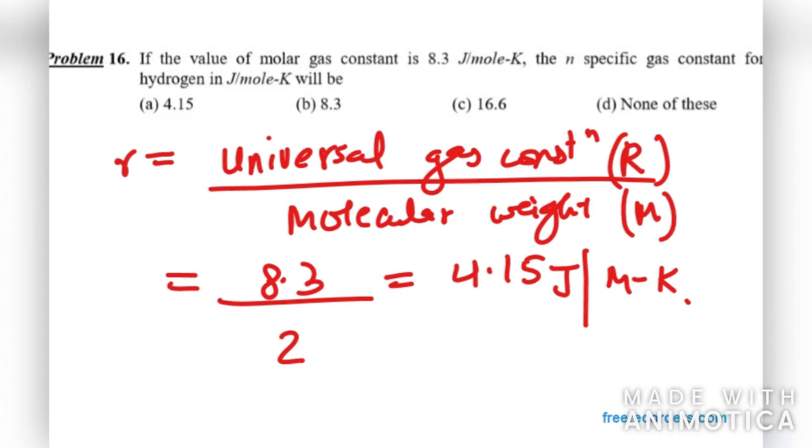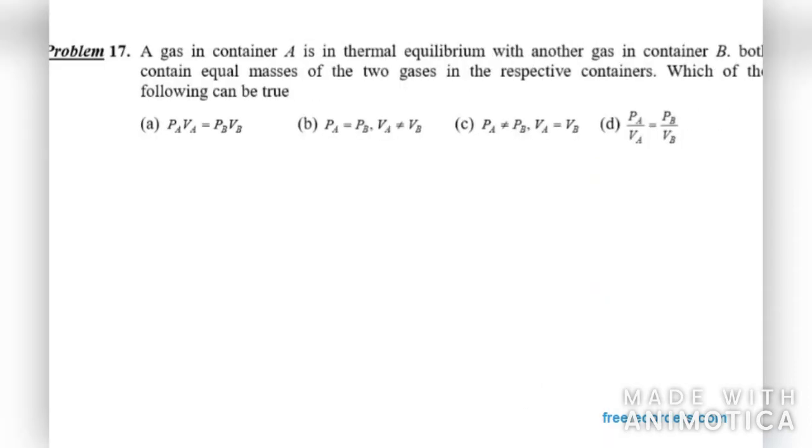Let us move on to question number 17. In this case, it is given that a gas in container A is in thermal equilibrium with another gas in container B. Both contain equal masses of the two gases in the respective containers. Which of the following can be true?